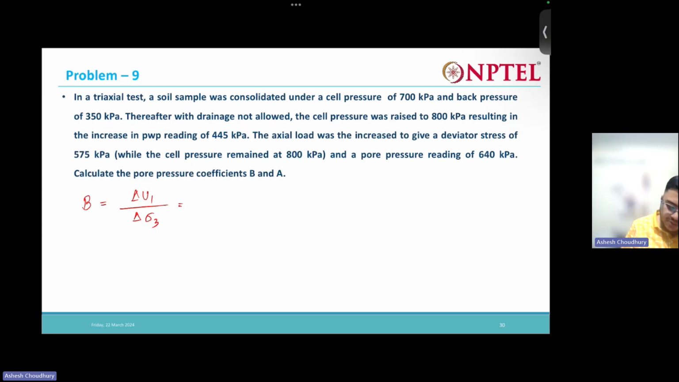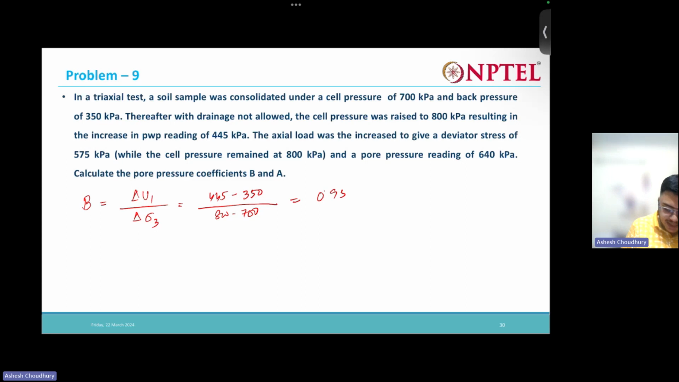So that means initially when 700, that time the pore water pressure was 350. Back pressure is applied equivalent to the pore water pressure. So our numerator is 445 minus 350. And what is the increase in sigma 3? That is 800 minus 700. This will give us B, 0.95. So very close to 1. It's almost saturated, right? Almost saturated.